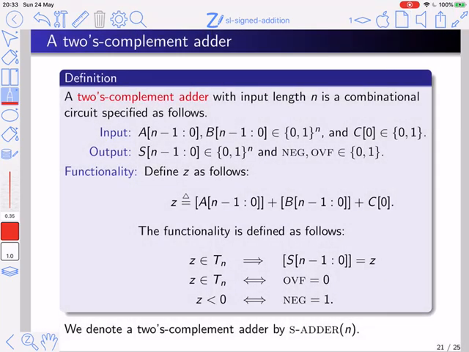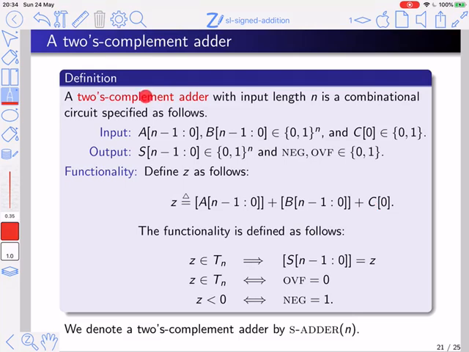We want to design a 2's complement adder. What is a 2's complement adder? It's a combinational circuit specified as follows. We have 2 strings, n bits each, and a carry in C0. And our output is S, n bits long, and 2 flags, negative and overflow. Let Z denote the desired sum, the number represented by A in 2's complement, plus the number represented by B in 2's complement, plus C0.